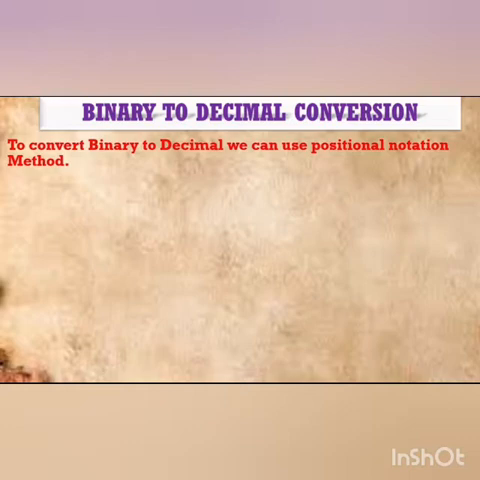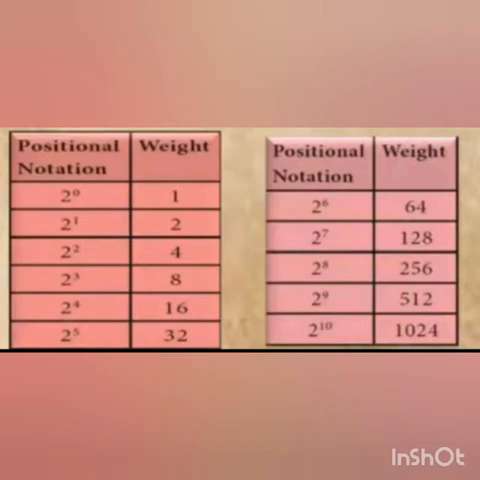To convert binary to decimal, we can use the positional notation method. What is the positional notation method? Let us see now. This is the tabular column which represents positional notation and their corresponding weight. For binary to decimal conversion, the base value is 2. So positional notations are 2 power 0, 2 power 1, 2 power 2, 2 power 3, 2 power 4, 2 power 5, and it goes on. Then we have to write the equivalent weight of the positional notation.